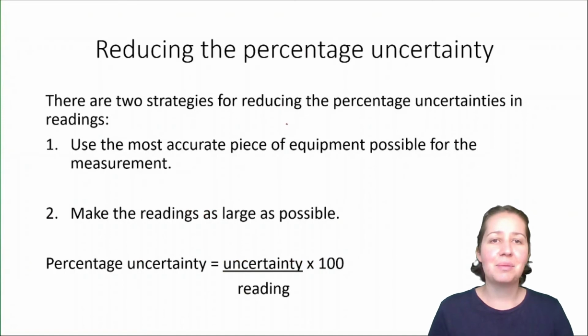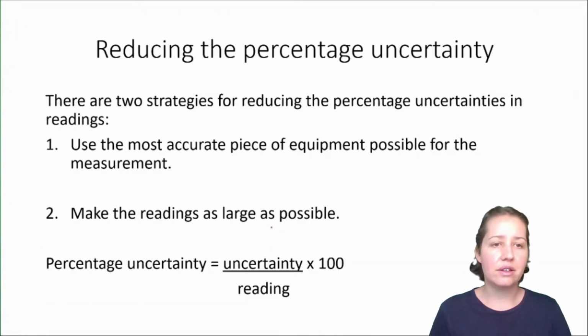We sometimes need to think about how we can reduce the percentage uncertainty. And there's two strategies that you might choose to undertake. One is to use the most accurate piece of equipment possible for your measurement, because that would reduce the uncertainties that you have in any readings. So here, for instance, rather than using a large measuring cylinder with an uncertainty of plus or minus 1 for a small reading of 5 centimetres cubed, we might have used a smaller one. Or we might have used a completely different piece of equipment to make that measurement, like a pipette, that would give us a much lower uncertainty.